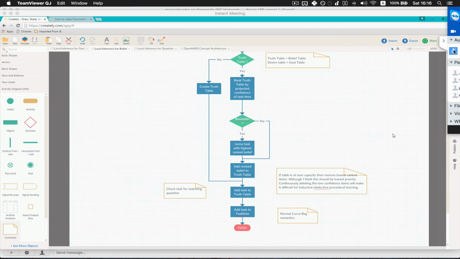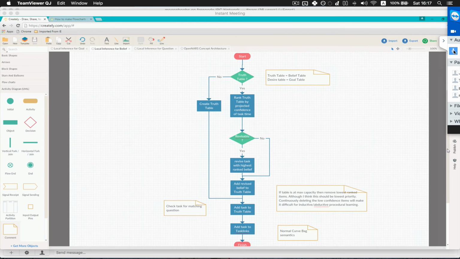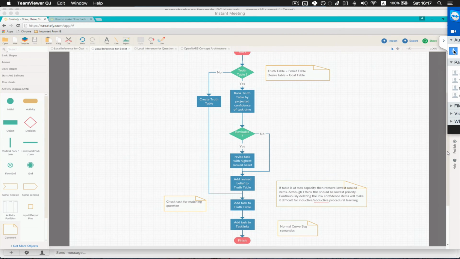Have you got any questions, Roman or Jared, on that? No, I don't have any questions here. No, I don't. Okay. So we will keep in our table both the revised belief or goal and the original task, both of them. Yes. Okay.